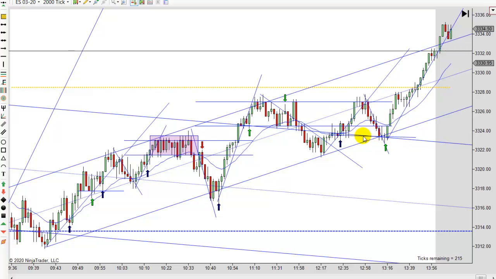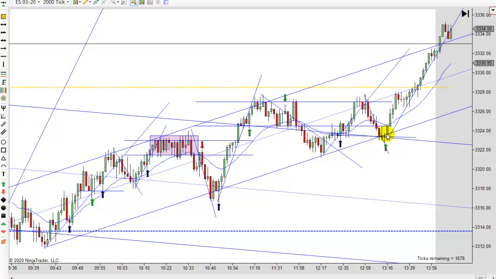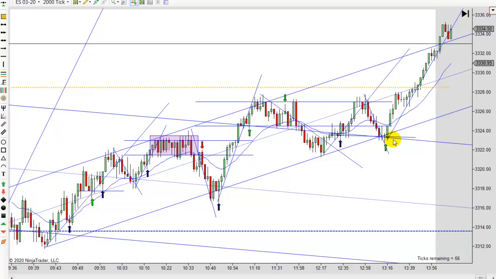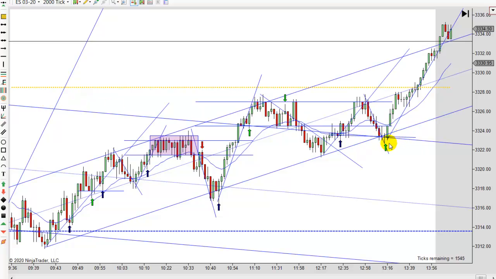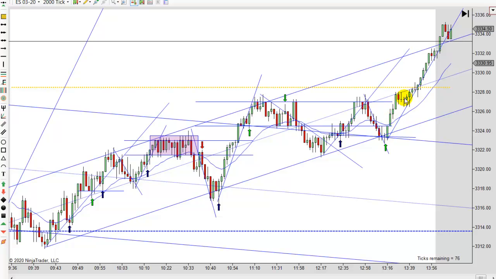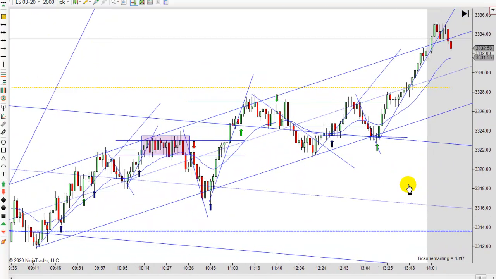But there's the little support line. We made it. We tested once. We tested twice. Nice bullish bar, you got support from here. You got support from the original longer trend line as well. And you got a nice little small bullish bar, and again, that turns out to be a great trade. And that took us on up in the 2 o'clock hour.